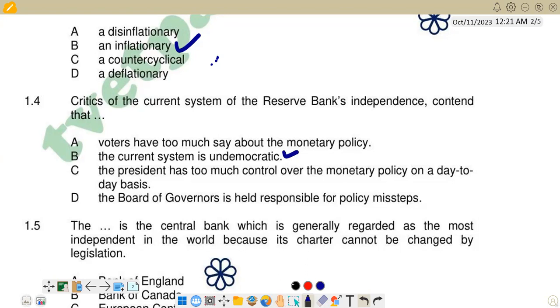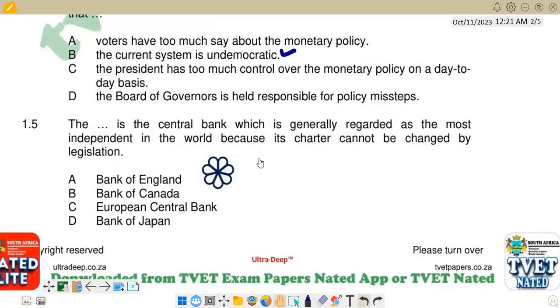Then we go to the next one. We are now on 1.5. Let's try to go through 1.5. 1.5 is saying the dash is the central bank which is generally regarded as the most independent in the world because its charter cannot be changed by legislation. So this question comes in the form of asking for the facts according to the current world position in terms of a central bank which is generally regarded as the most independent in the world.